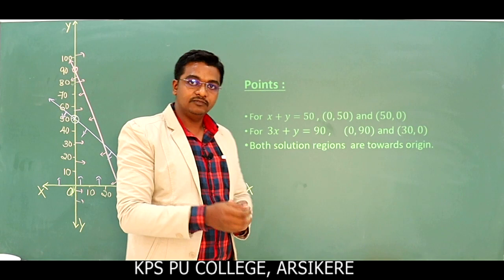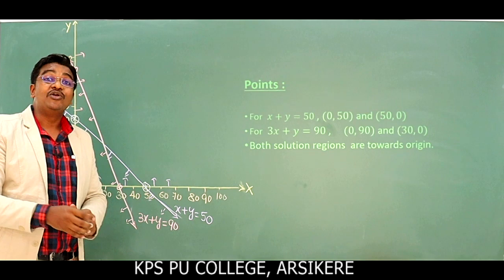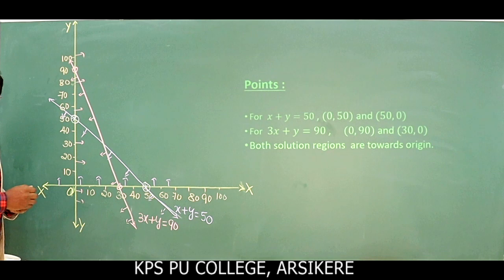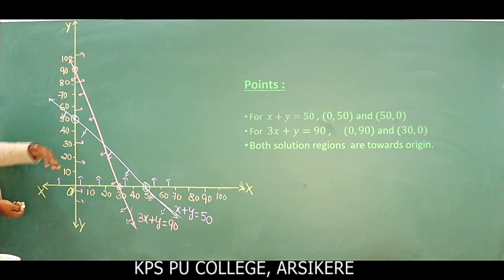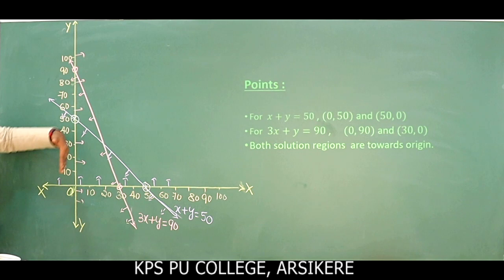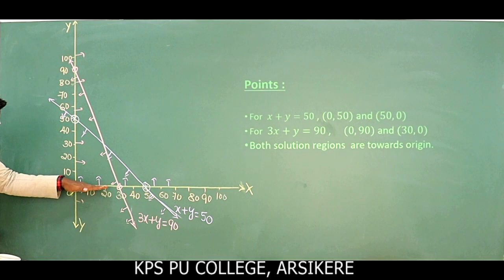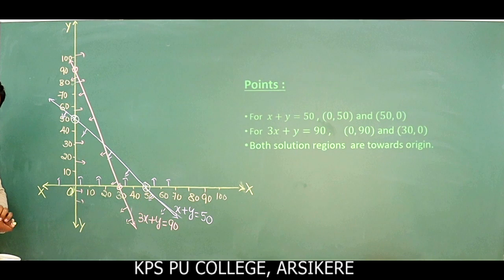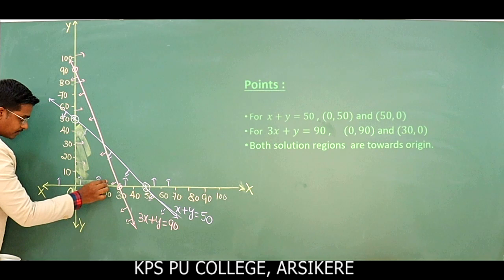So even here we need to find the feasible region. By definition, what is the feasible region? The common region determined by all the constraints including the non-negative constraints. Clear? So what is the region which satisfies all the conditions? Here we have the region, this region. In this region x plus y less than or equal to 50 is satisfied. Again 3x plus y less than or equal to 90 is also satisfied. y greater than or equal to 0 is also satisfied. And x greater than or equal to 0 is also satisfied. So which is the region? This region. This region is the feasible region. Clear?